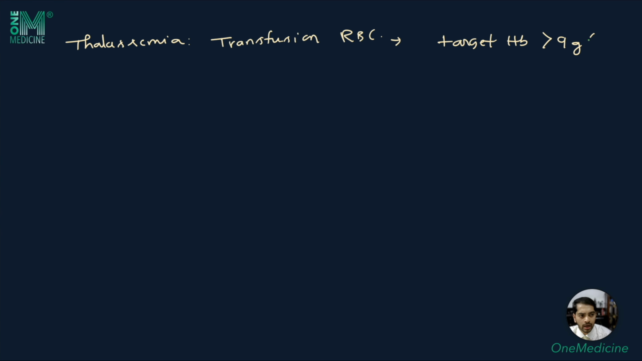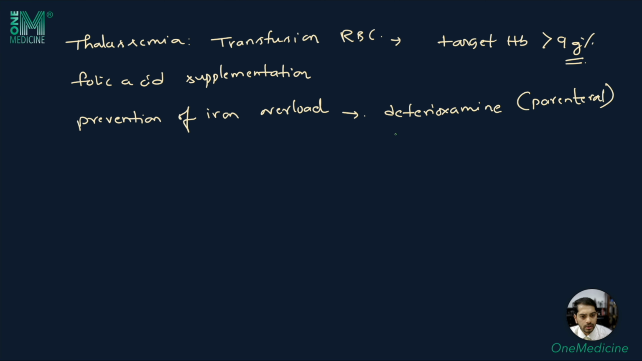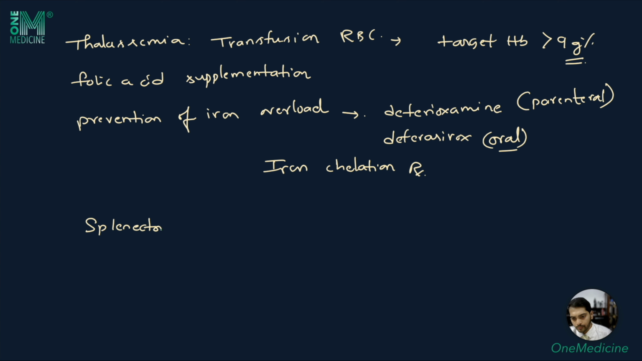In cases of thalassemia, transfusion of RBCs is done repeatedly to achieve a target hemoglobin of more than 9 gram per deciliter. Folic acid and deferasirox, which is oral route of iron chelation therapy. Patients can also be taken up for splenectomy, and definitive management is allogenic bone marrow transplantation.